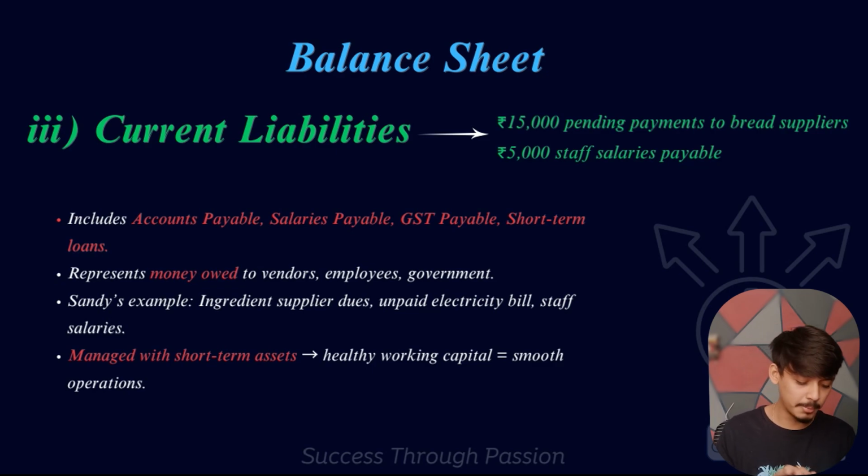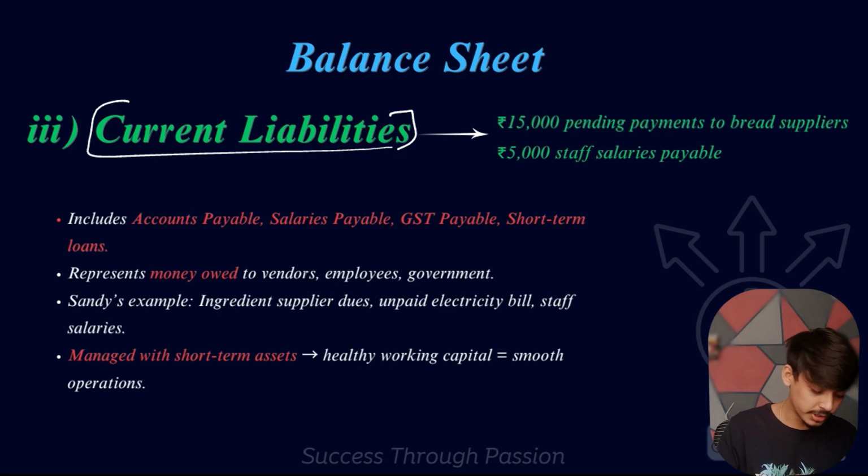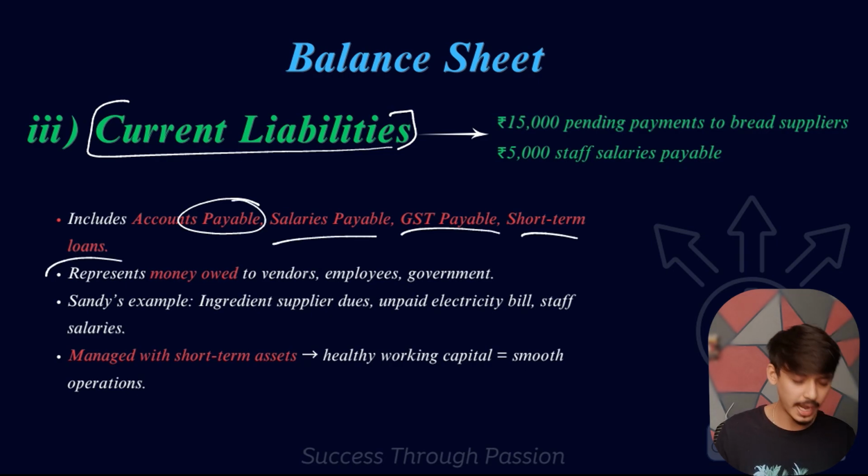Further, we will start on the liability and equity section of the balance sheet, and we have the first header, which is current liability. So when we say liability, listening to it, we can understand that it is something that we have to pay back. So that is what the description mentions over here. It includes accounts payable, salaries payable, GST payable, short-term loans that the business has.